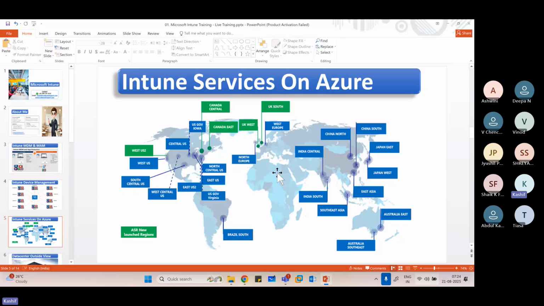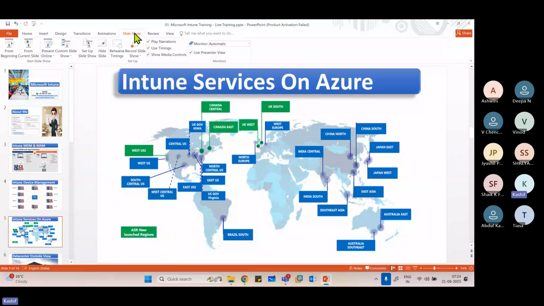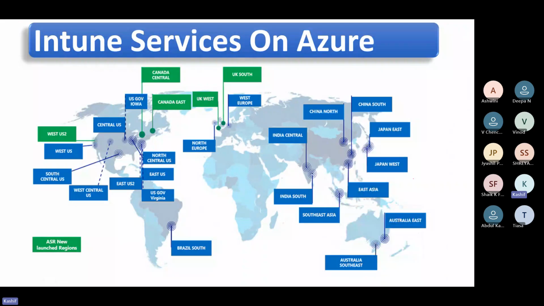So I was talking about Intune services. Intune services are running on Azure Cloud Data Center. And Azure Cloud Data Center is now present in almost more than 60 countries. So when you create your Intune subscription, based on your location, the Intune subscription will get created. Suppose you are in India, then your Intune subscription is going to get created either in India Central or India South, depends on your location and the availability. So you just take the subscription and you are all set.